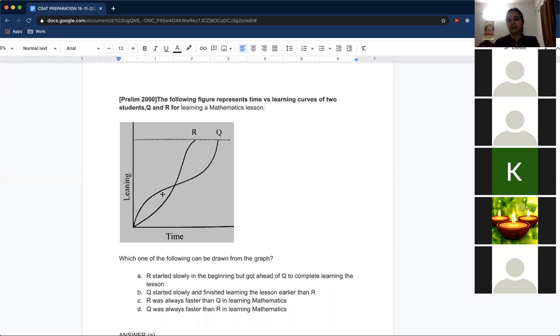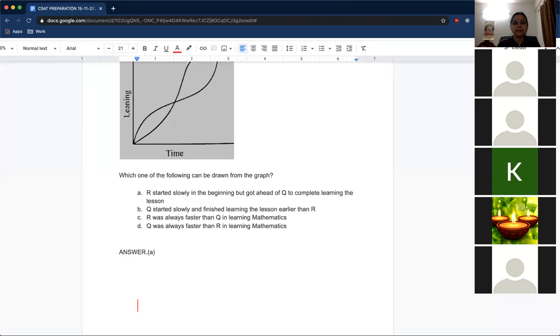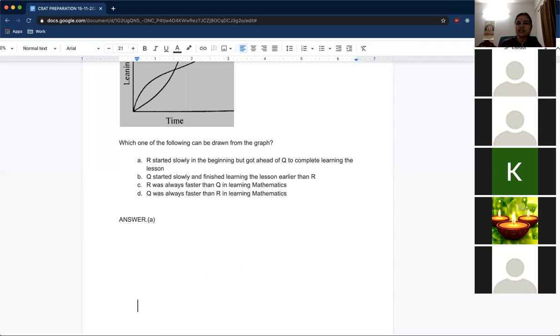See, here learning of Q was much better, right? But later R picked up. R completed it at a faster rate, right? This timeline, if you check, R completed faster. So the option is A. R started slowly, but went ahead of Q to complete the learning, right?